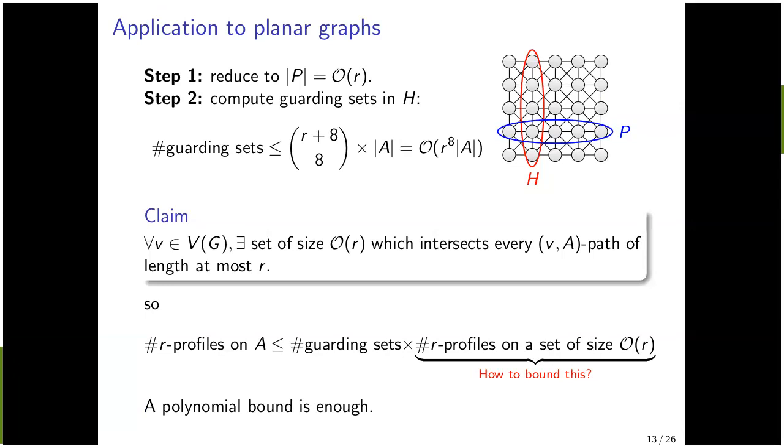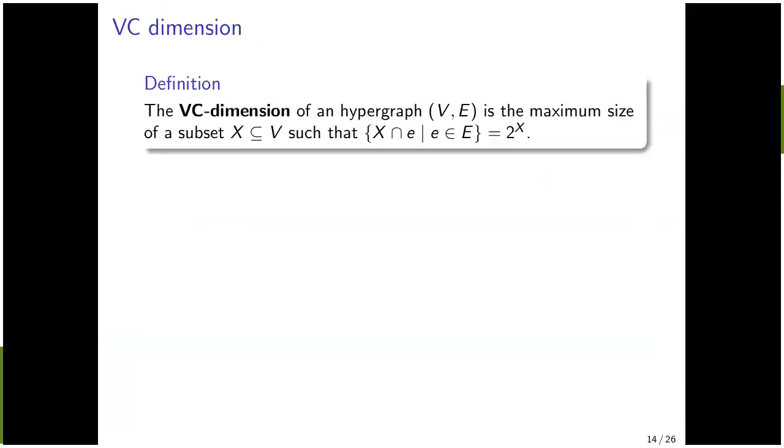But of course, for graphs of bounded tree width, we are just saying, okay, the number of profiles on a set of size t plus 1 is at most R plus 2 to the t plus 1. Here we cannot do that because we get R to the R. It's not polynomial. And so to solve this problem, we'll need some VC dimension argument.